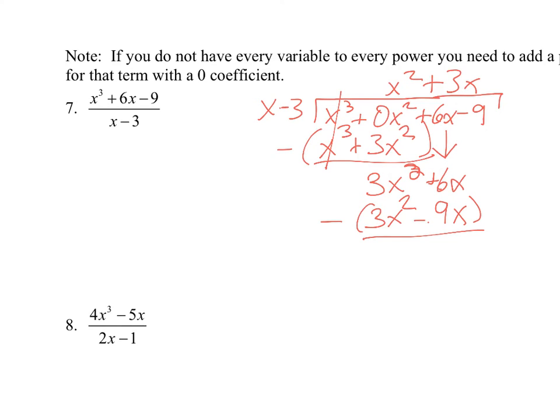I subtract this, the 3x squareds go away. The negative 9x turns to a plus, and I have 9 and 6, which is 15x. And I bring down the minus 9. Now, to get 15x minus 9, I need 5. So I need 15, 15. So 15x minus 45.